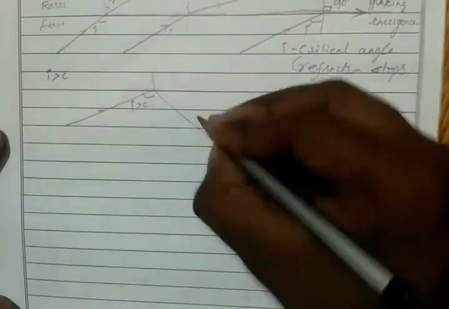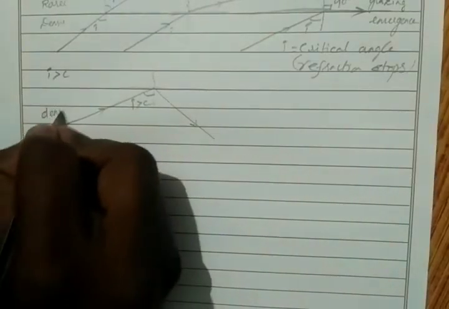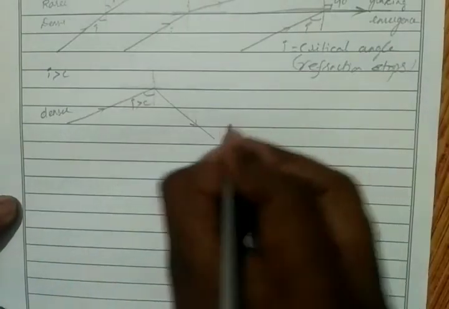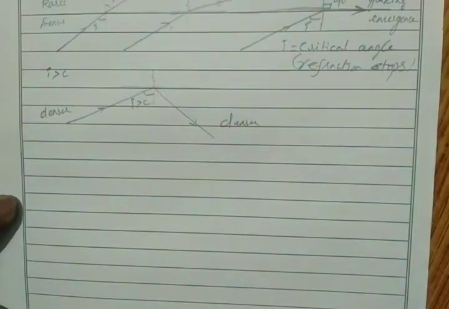Okay, it will move again to the same medium. So what is this process? Just imagine the first topic which we studied from this chapter, reflection. What is reflection? Bouncing back of light to the same medium. So this is denser medium. Our light again comes to the denser medium. So this process is known as reflection.